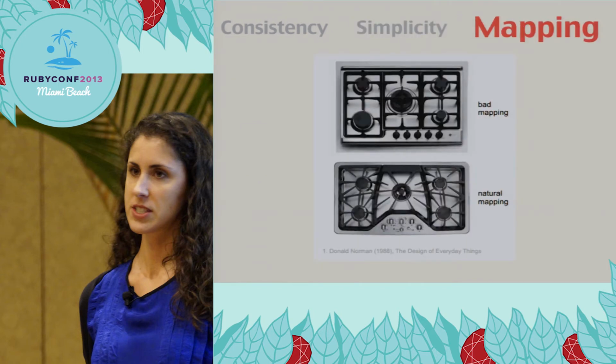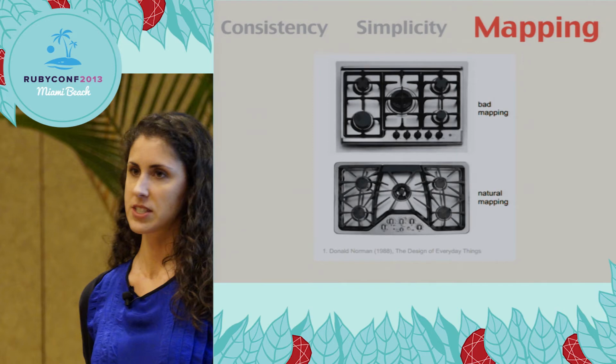And mapping. Mapping is the last concept that I'm going to show through user experience design for gem APIs. This example, I think, is really great. Mapping is where you have interface components that have effects on the system, and it's obvious what effect it has based on how you interact with the interface. And the state of the system is really obvious to the user after the user makes some change.